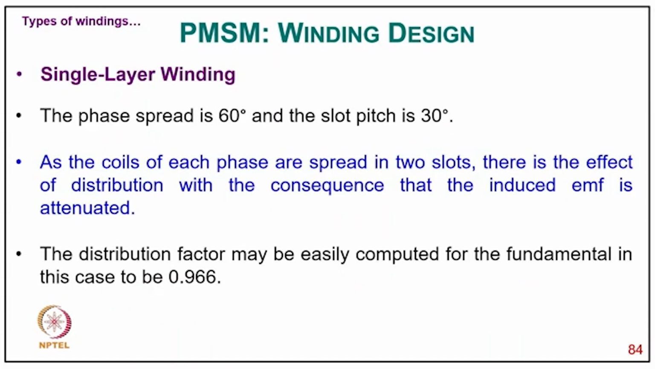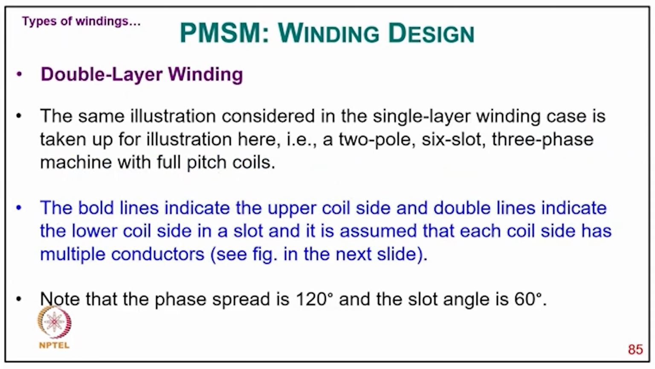The phase spread is 60 degrees and the slot pitch is 30 degrees, and as the coils of each phase are spread in 2 slots, there is an effect of distribution, with the consequence that the induced EMF is attenuated. The distribution factor may easily be computed for the fundamental case as 0.966.